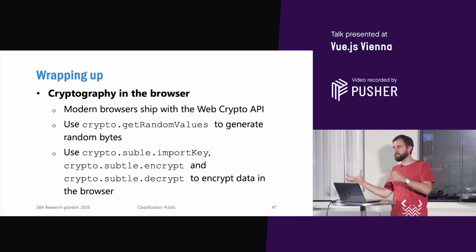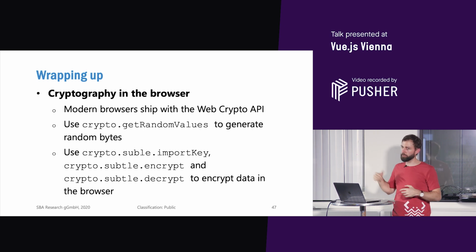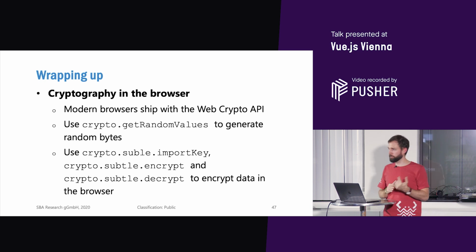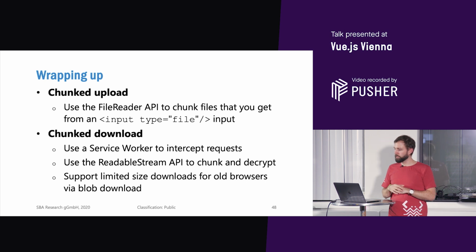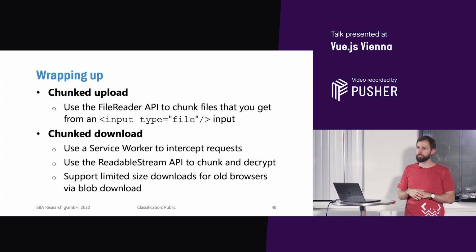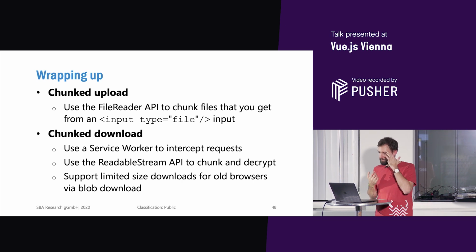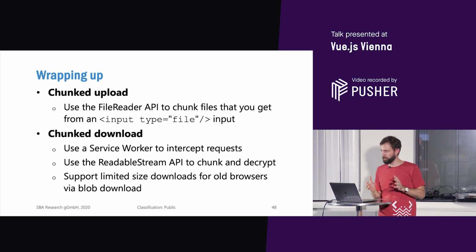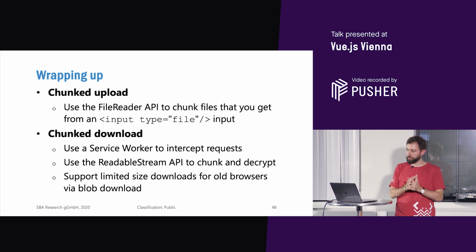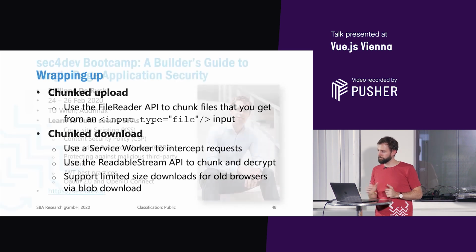Use crypto.subtle.importKey to take such a random key and get a CryptoKey object, and then use crypto.subtle encrypt and decrypt to symmetrically encrypt and decrypt stuff. For example, files or file chunks. For chunked upload, use the file reader API. That's pretty easy to use and has very broad support. You can chunk stuff into small chunks and then upload it to your server. For chunked download, that's a little bit more complicated. You have to use service workers to do that in the background, and the Readable Stream API to chunk stuff in the download. You can also support older browsers by just limiting the file size for old browsers. And you can use the blob download.